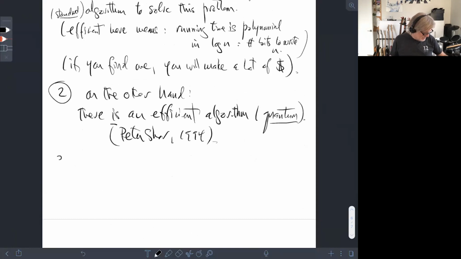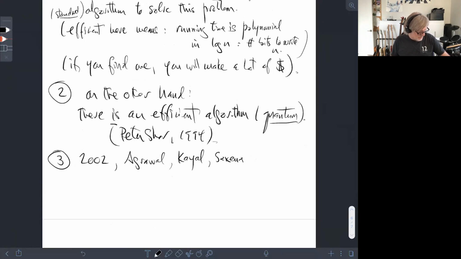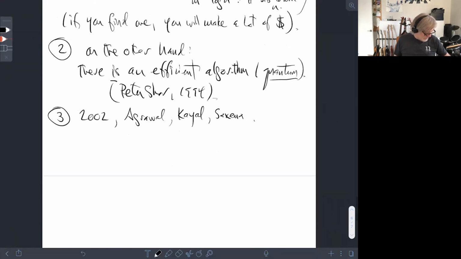Now, there's a related result, which is pretty cool. Here's another remarkable fact, from 2002. The people who did this are Agrawal, Kayal and Saxena. I can never remember the guy in the middle's name; the first and last I can always remember. They proved the following. Here's the problem.